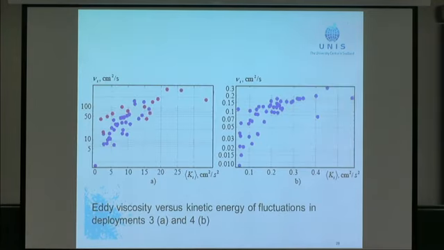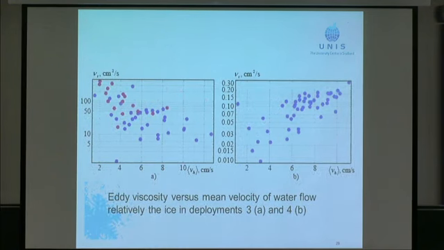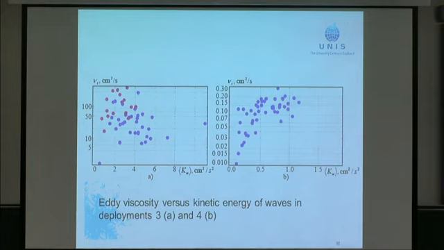Okay, eddy viscosity versus kinetic energy of fluctuations. Of course, if we have high energy of fluctuations, we have high eddy viscosity. If we have higher mean velocity of water below the ice, we have higher eddy viscosity. But in the case when we had very high eddy viscosity, actually this effect was not significant. There is very small dependence of eddy viscosity on wave energy. This is deployment 4. We had very small waves, so this effect is visible. When we had bigger waves, the effect is not visible.